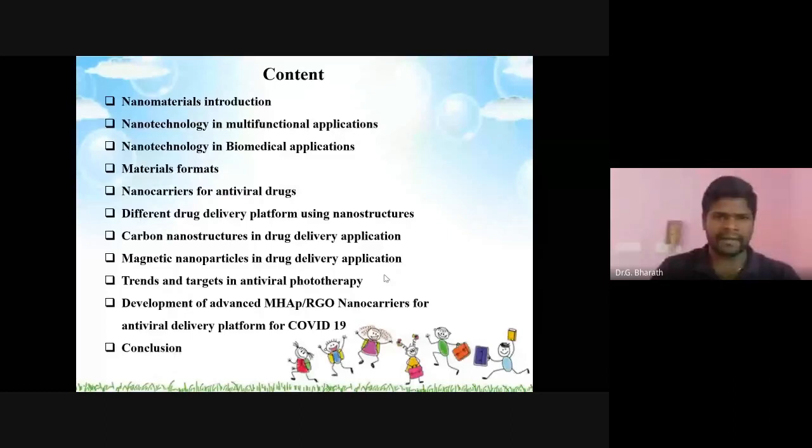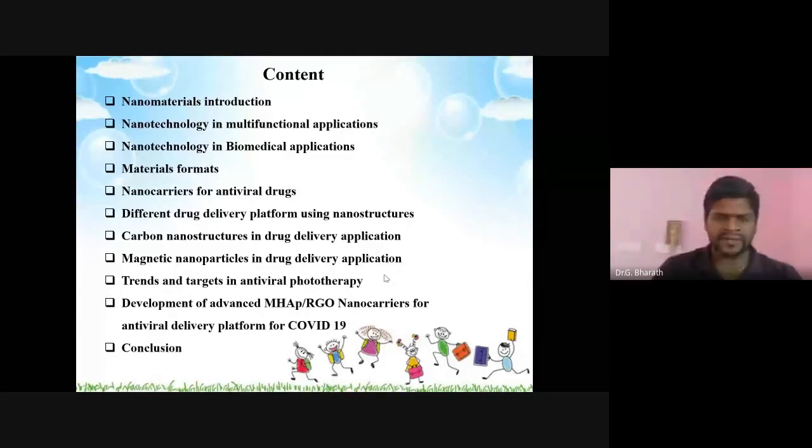And then there is a lot of material selection, which is very important, especially for biomedical applications. So I'm going to discuss materials, why and how we select or design a particular material for biomedical applications, and then the basics of nano carriers for antiviral drugs, and different drug delivery platforms using nanostructures, and carbon nanostructures. Here I'm going to discuss two types of materials especially for drug delivery application. One is carbon nanostructures and another is magnetic nanoparticles, and also semiconducting nanoparticles.